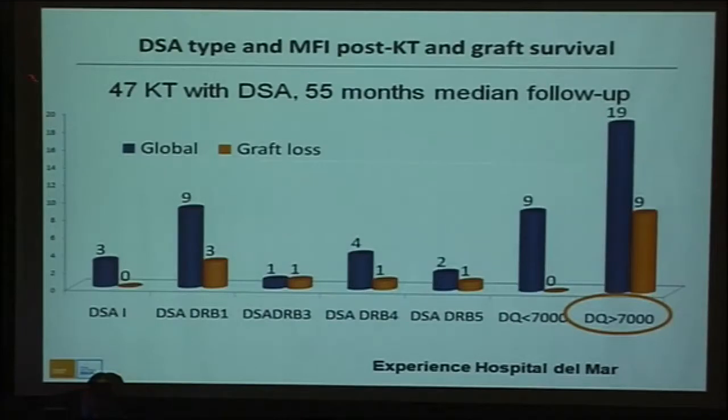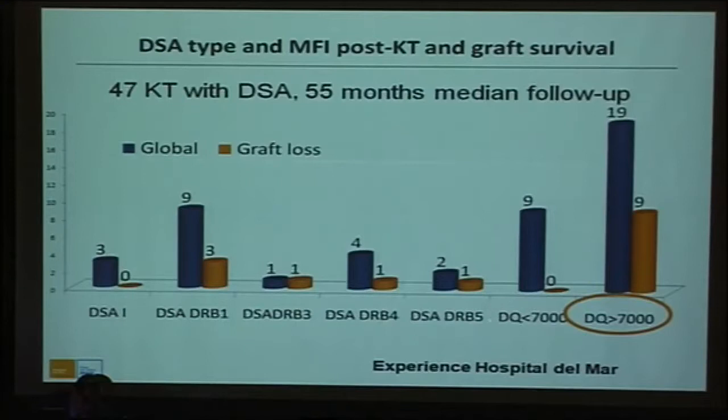In our own experience, in 47 patients developing DSAs, with 5 years as a median follow-up, having an anti-DQ above 7,000 is the worst possibility you can have for chronic antibody-mediated rejection and graft loss. This is quite frequent. You see that 28 of these 47 patients developed anti-DQ. So more than half of our patients with a DSA post-transplant are anti-DQ, which is an antigen very, very prone to stimulate development of antibodies.